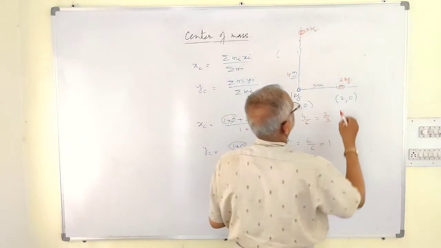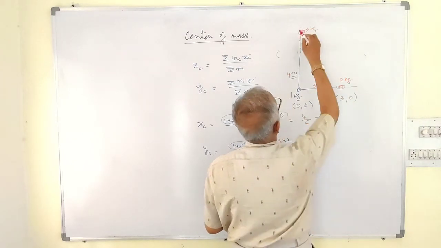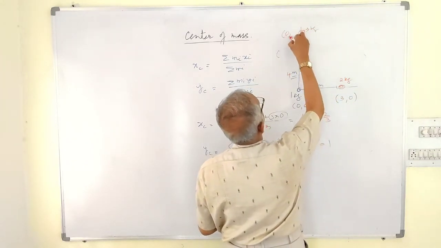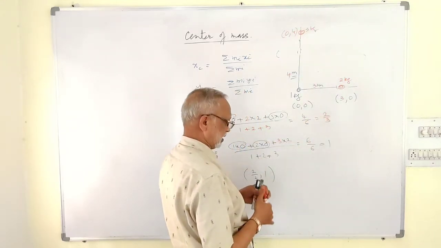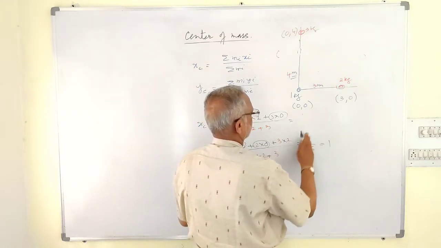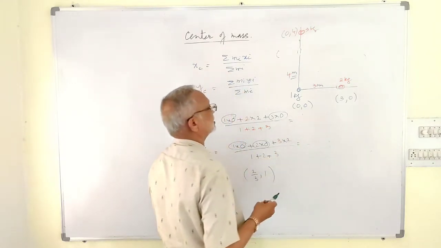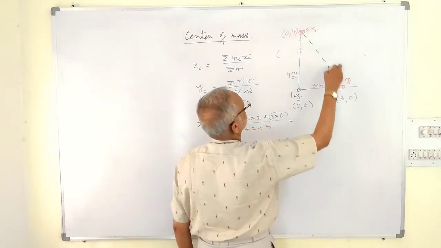And what about the coordinates? For this one coordinates are 3 comma 0, for this one coordinates are 0 comma 4. Just as we did in the earlier case, on the same lines we can get the coordinates of the center of mass. Let us see this one.